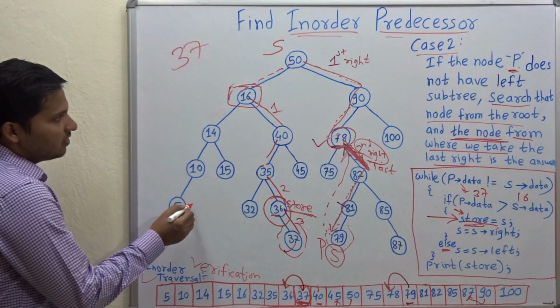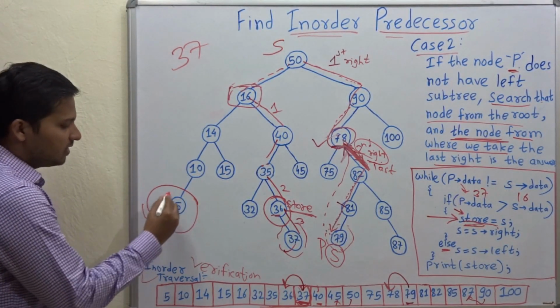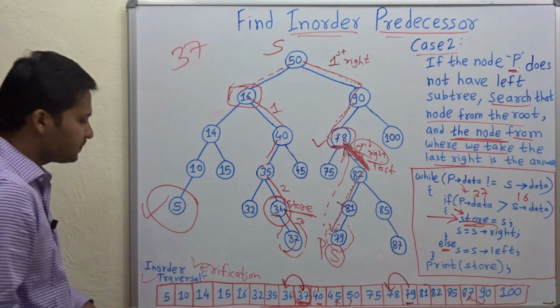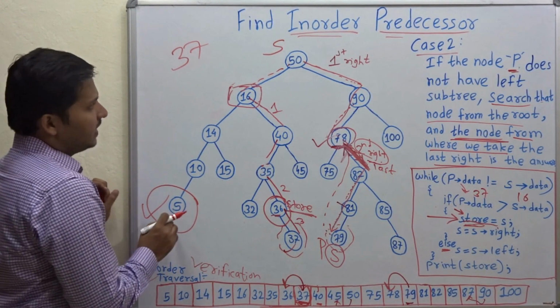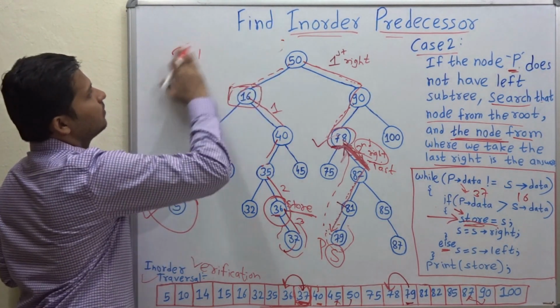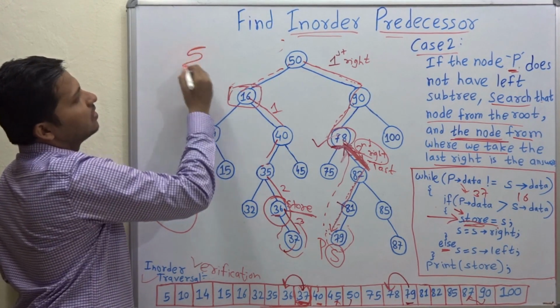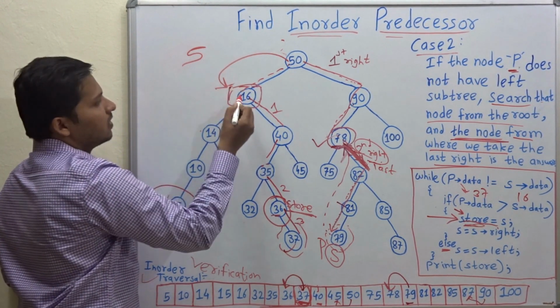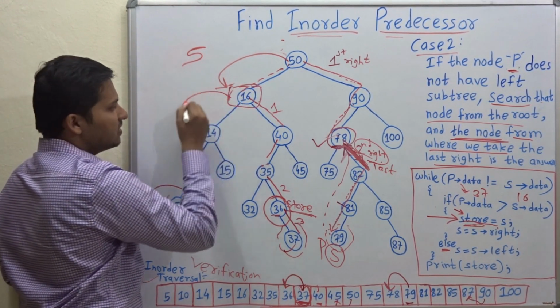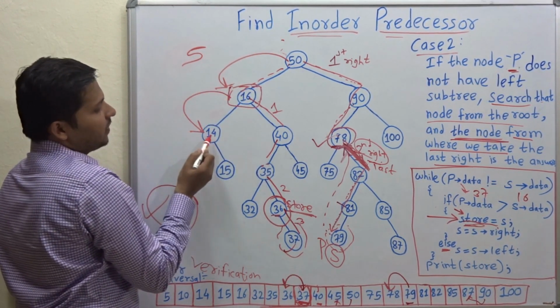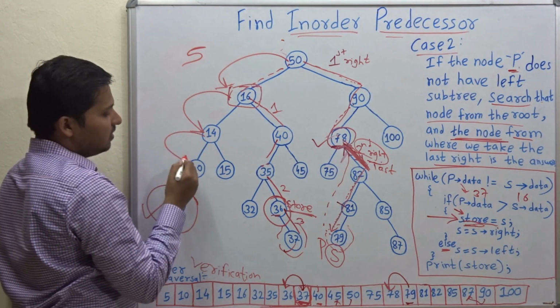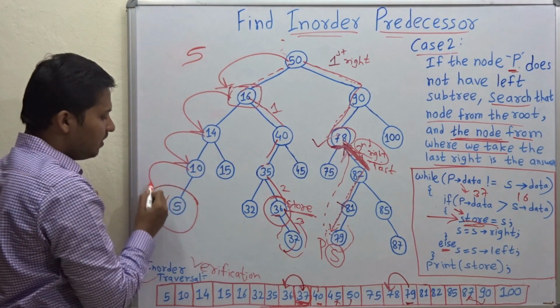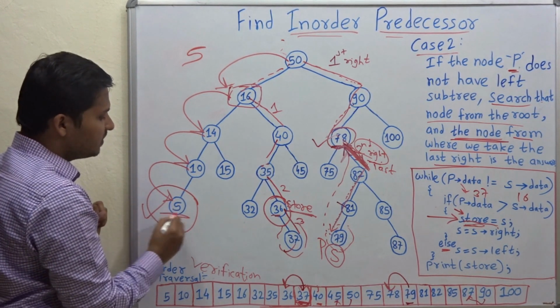Let's check the in-order predecessor for this node, that is 5. Let's search for node 5 in this binary search tree. 5 is less than 50, so let's take a left. Now 5 is less than 16, let's take a left. 5 is less than 14, let's take a left. 5 is less than 10, let's take a left. And 5 is equal to 5.